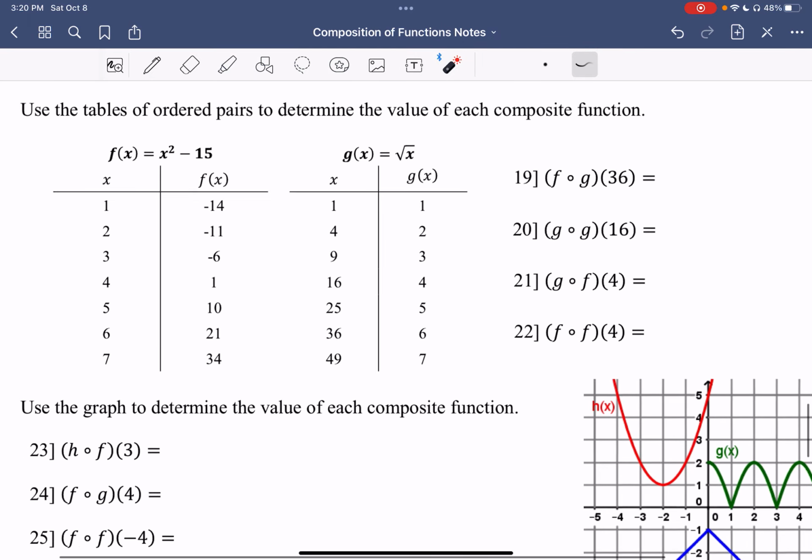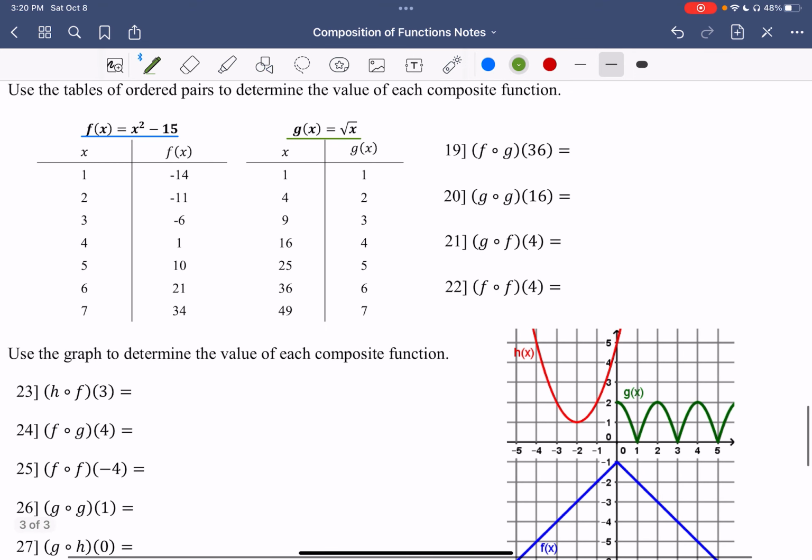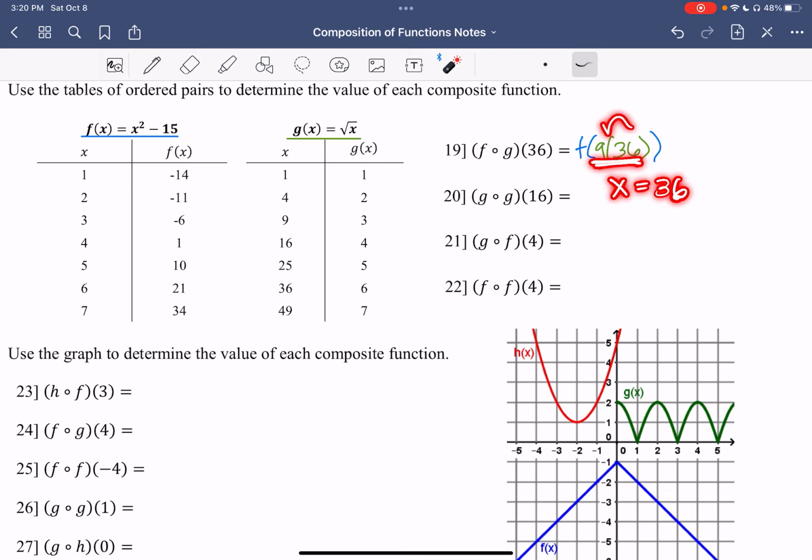to tables. So you can also do composition using a table. So we have f of x in the first table and g of x on the second table, and they want us to do composition. So f composed with g, or f of g of 36. So you start with the inside. So remember, the inside tells you what x is, and then it tells you what table to look at. So this is the g table. X is 36, and when x is 36, your y is 6. Okay, so we're going to rewrite this as f of 6.